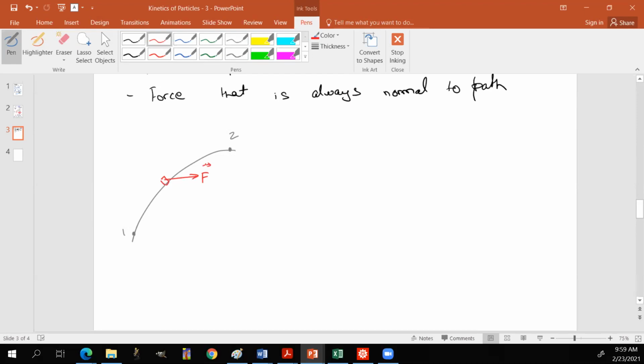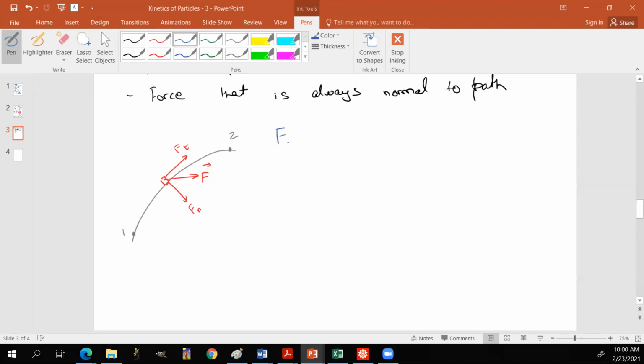We know from our good work in kinematics that we can take the components of this, right? So you can take a component of this in the tangential direction, and you can have a component that is going to be in the normal direction, right? So now let's take a look at this tangential force a bit more carefully.